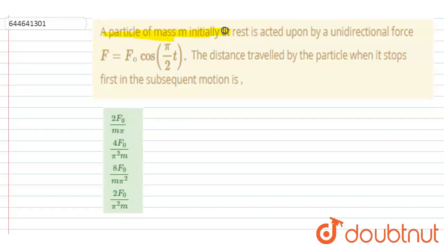Hello everyone. A particle of mass m, initially at rest, is acted upon by a unidirectional force. Find the distance traveled by the particle when it stops for the first time in the consequent motion.